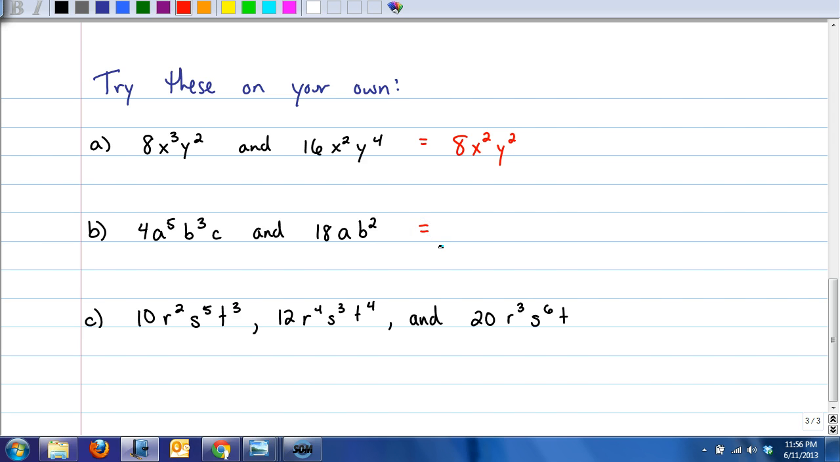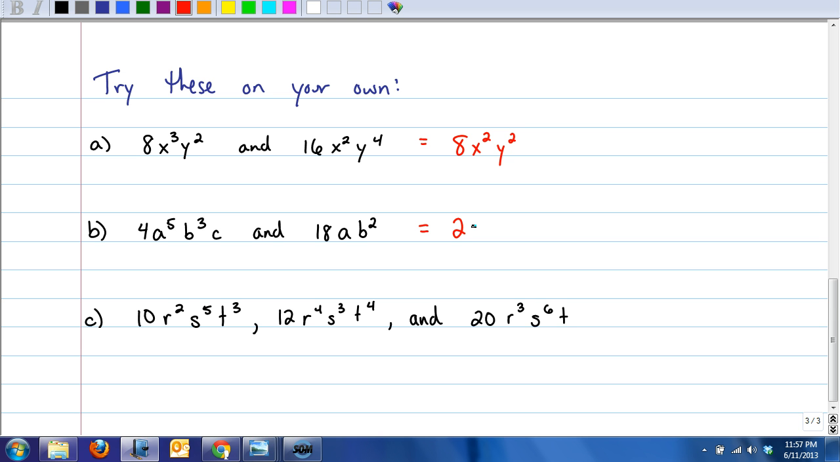Okay, let's see how you did here. So we're trying to find the largest number that divides evenly into these two terms. Now, starting with the coefficients 4 and 18. Just because they're both even doesn't mean that 4 is a factor for both of them, because 4 does not divide evenly into 18. So that means that 2 would be the largest common factor, because 2 goes into 4, and 2 also goes into 18. So my greatest common factor, at least for the coefficients, is going to be 2.